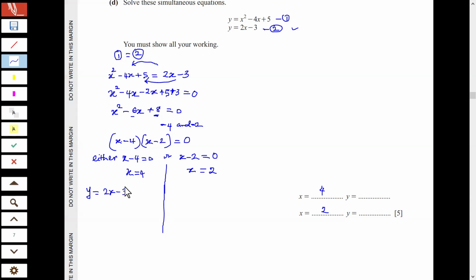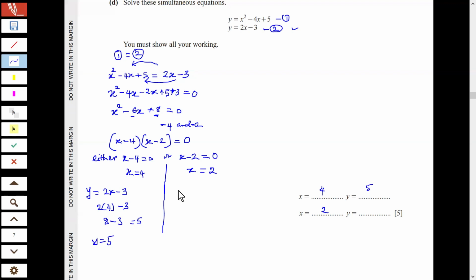The value of x is 4. So this is 2 times 4 minus 3. Now 2 times 4 is 8. So 8 minus 3 will be equal to 5. So y equal to 5. So in this case, y is 5.